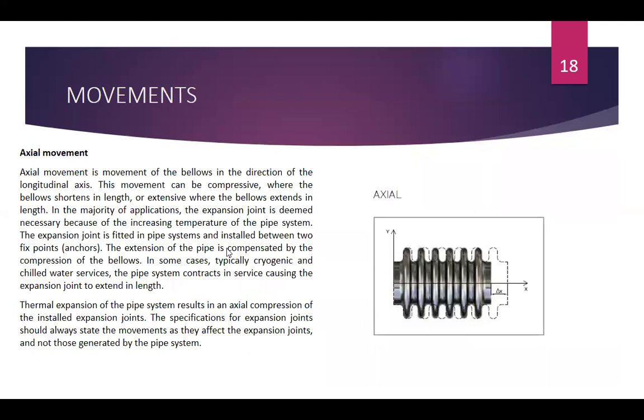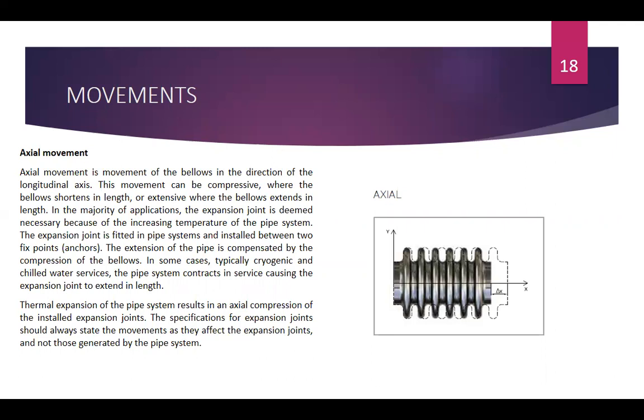Movements. So marami tayong movements dito. Axial, lateral, saka yung combined yata. Axial movement is the movement of bellows in the direction of longitudinal axis. Dito lang. X-axis lang. Okay? Yan, nakita nyo ng hidden line. This movement can be compressive, where the bellows shortens in length, or extensive, where the bellows extends in length. In majority of applications, the expansion joint is deemed necessary because of the increasing temperature of the pipe system. The expansion joint is fitted in pipe system and installed between two fixed point anchors. The extension of the pipe is compensated by the compression of the bellows.